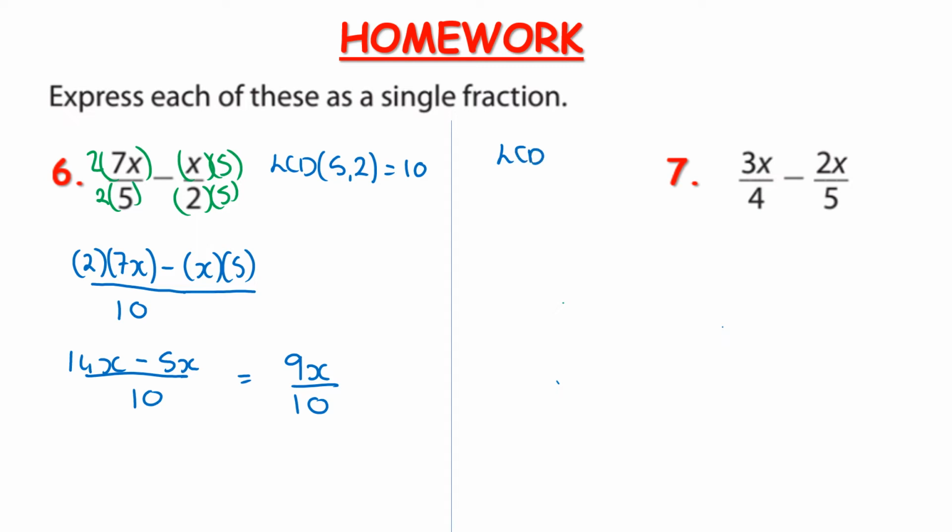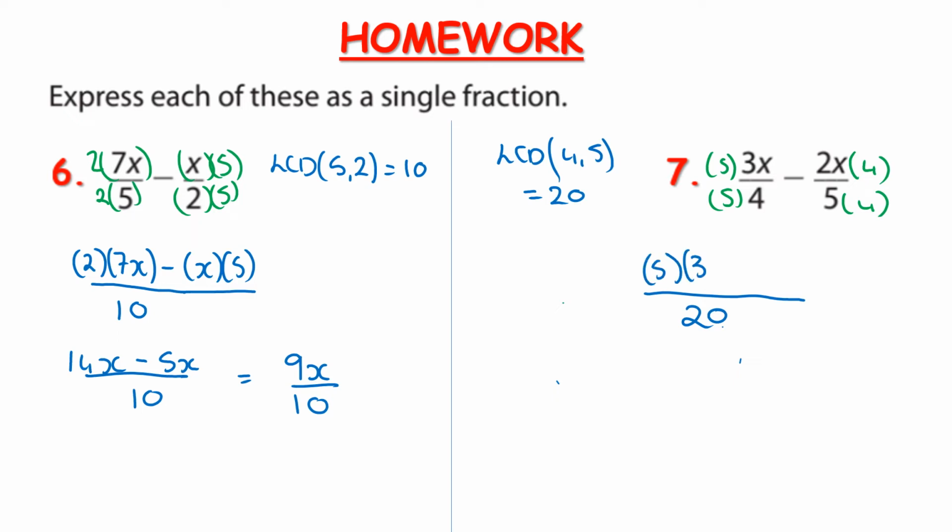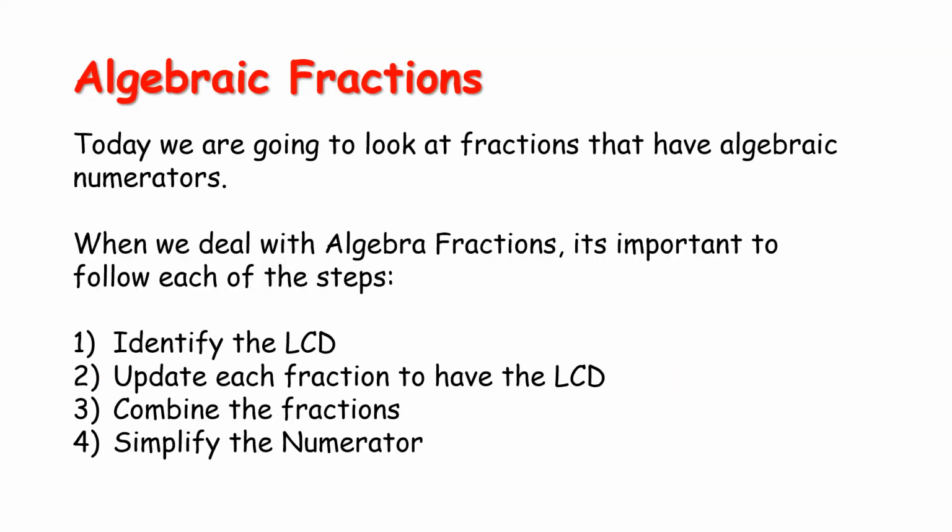Then we have lowest common denominator of 4 and 5, which is 20. So we'll multiply the denominator by 5, numerator by 5 here, numerator and denominator by 4. Lowest common denominator is 20. We're combining 5 times 3x minus 2x times 4. That's 15x minus 8x all over 20, which gives us 7x over 20.